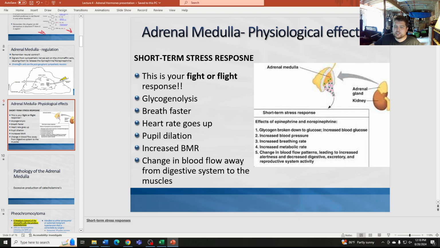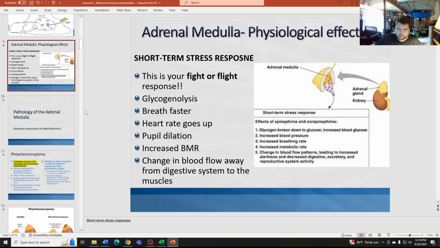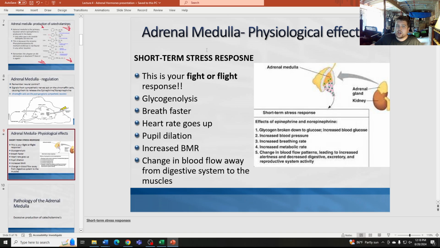Our tissues start to produce ATP a lot more because they're preparing to fight or to flee. We also get a change in the blood flow, constriction in the non-essential areas, so places like the intestines, the stomach, those kind of things. We take blood away from that, because we're going to need it more in the muscles to get us to run away. So that is the job of the adrenal medulla, that short-term stress response.